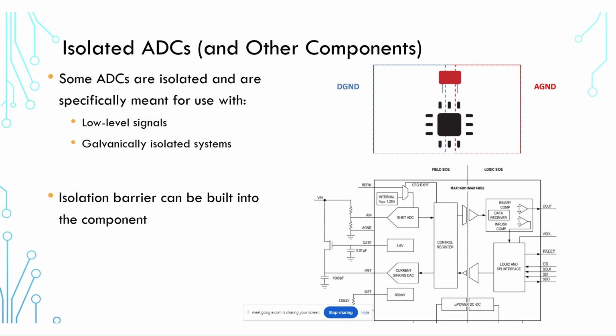Now, what if you did need to read a low-level signal, or you needed to read a signal in a galvanically isolated system, and you needed to make sure that you maintain that galvanic isolation? Well, we have something called an isolated ADC. Isolated ADCs are one of my favorite components. They don't get the attention I think that they deserve, but they are very useful for these instances in mixed signal systems where we also have this requirement for galvanic isolation.